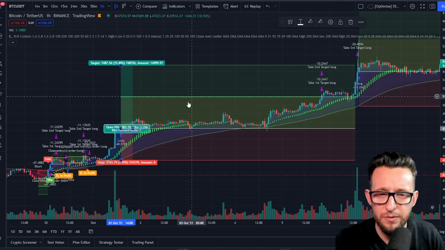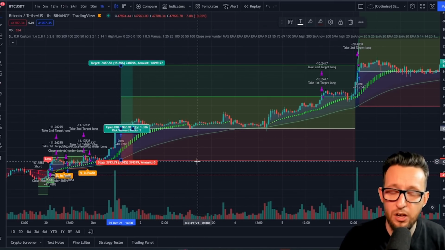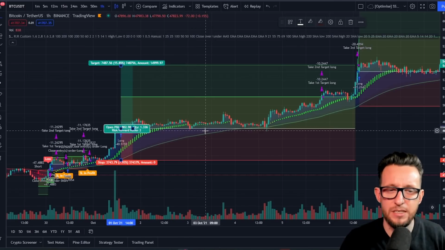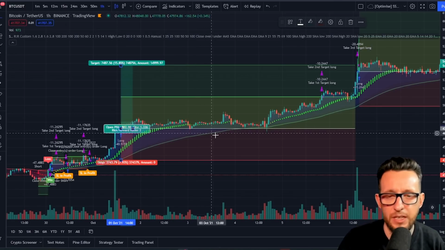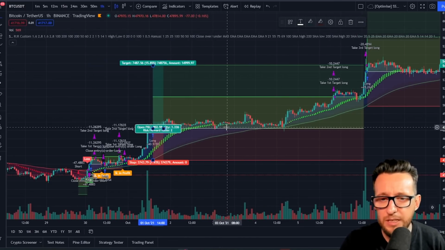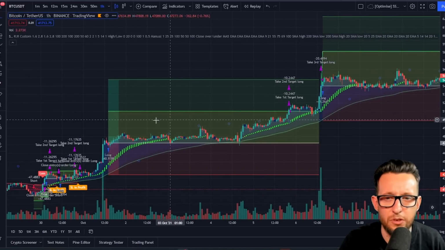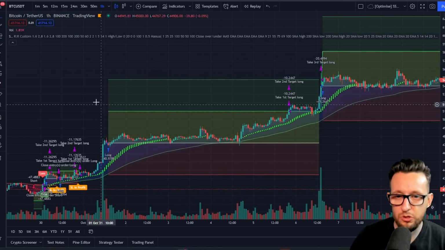As we take our first take profit, we're going to be moving our stop loss into profit here so that we can protect our capital. So that's absolutely perfect. As you can see, we have good entries for the longs. And let's go and have a look at some shorts here.